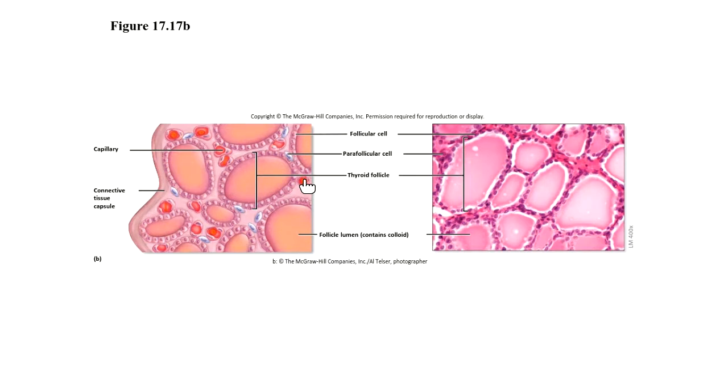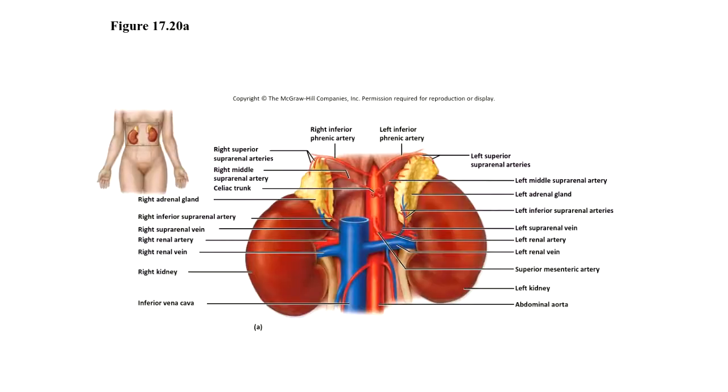Okay, hanging outside of these follicles, we see these whitish cells. These are our parafollicular cells. So these are parafollicular or C cells. These are the ones that make the calcitonin. And as we mentioned just a second ago, calcitonin works with PTH to kind of regulate your blood calcium levels.